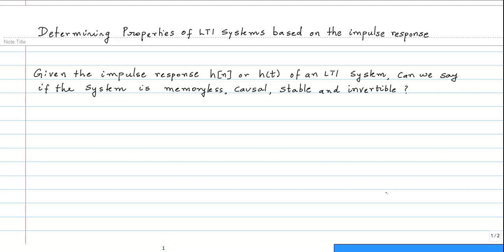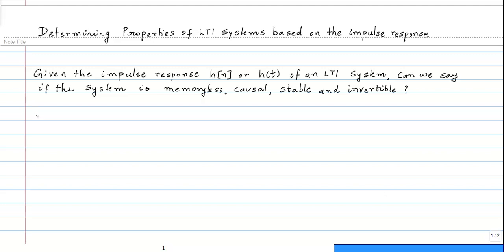Now, before I go ahead with the lecture, I want to recall the fact that for a linear time invariant system, the impulse response of the system suffices to characterize the system entirely. So it seems natural that by just knowing the impulse response, we should be able to say something more about the system or some other properties of the system as well. Right? So this is what we are going to look at in this lecture.